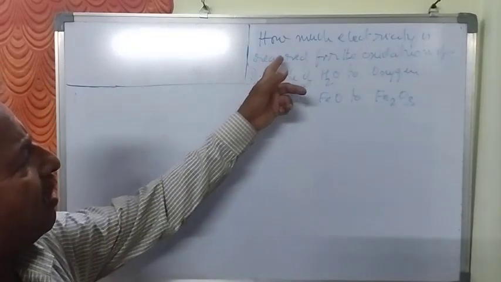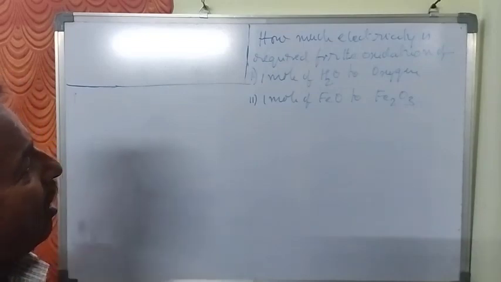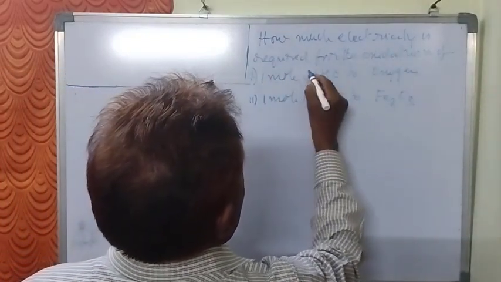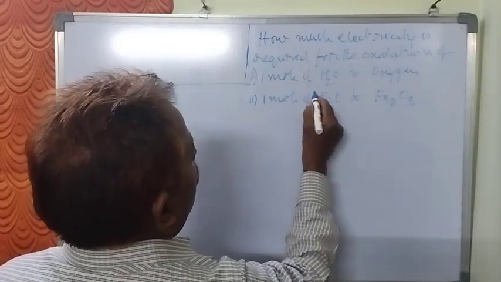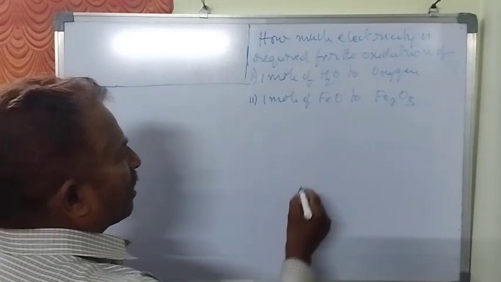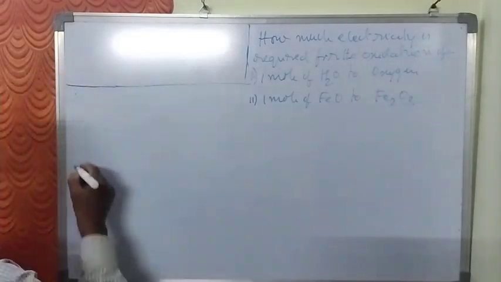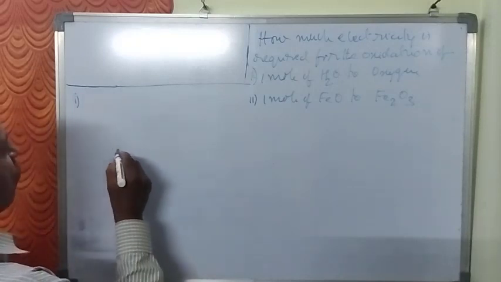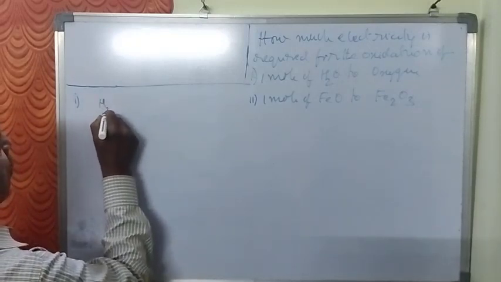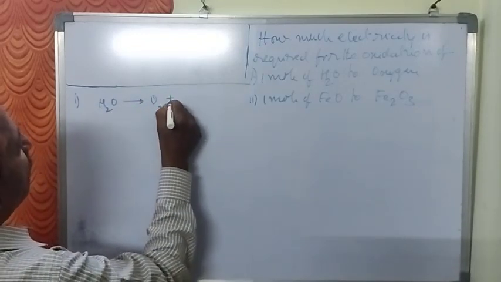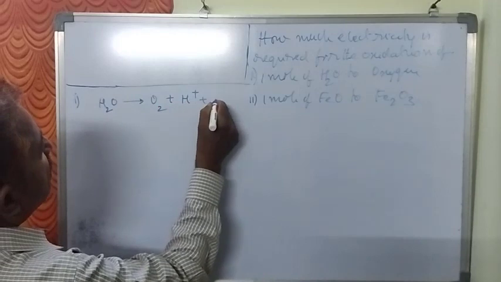Now let us do one more problem. How much electricity is required for the oxidation of 1 mole of water to oxygen, and 1 mole of ferrous oxide to ferric oxide? Now let us see the first problem. 1 mole of water is oxidized to oxygen. So this is water gives O2 plus H plus electrons.